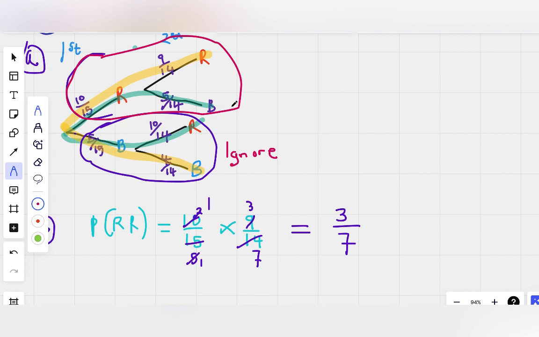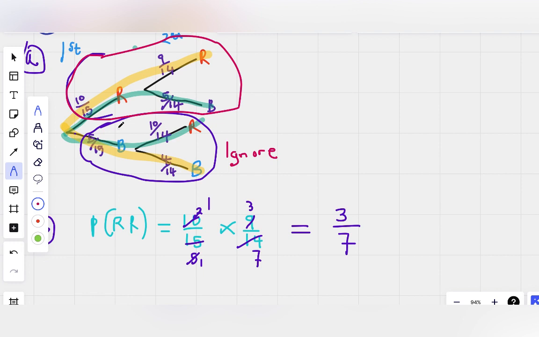Now, what's the total probability of the top half of the tree diagram? Let's check. The top half of the tree has a total probability of 10 over 50 times 9 over 14, plus 10 over 50 times 5 over 14. That's the total probability, because we have to find the total probability before we do this branch over the total.